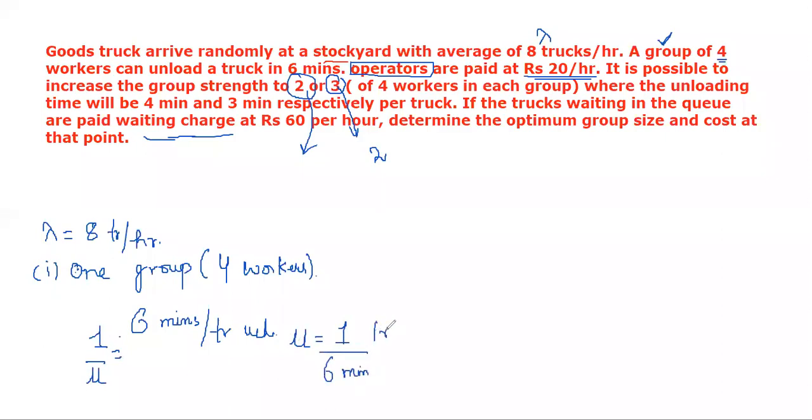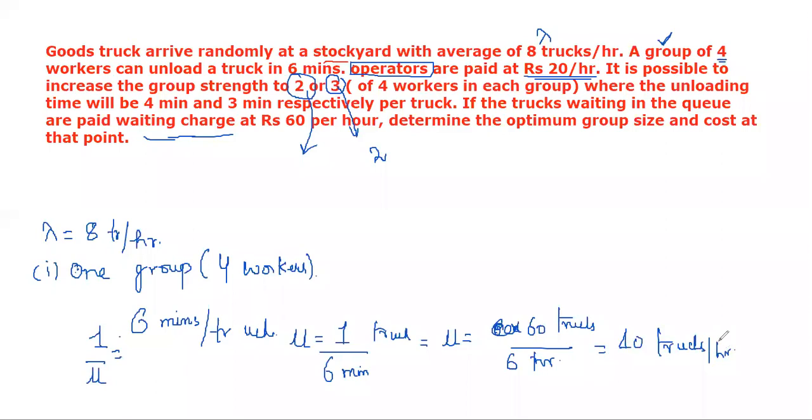trucks per minute, or we can convert this 6 minutes into hours because we have to be consistent with the units, and that will be equal to, this mu will be equal to 60 divided by 6 trucks per hour. Okay, 1 minute is equal to 1/60 hours. Sorry, 6 was in the denominator. So it is equal to 10 trucks per hour. This is the service rate.